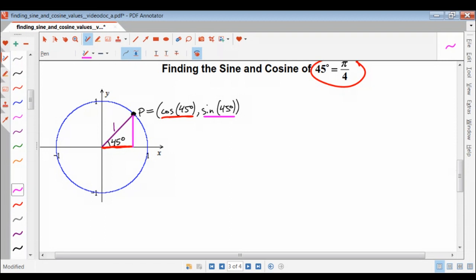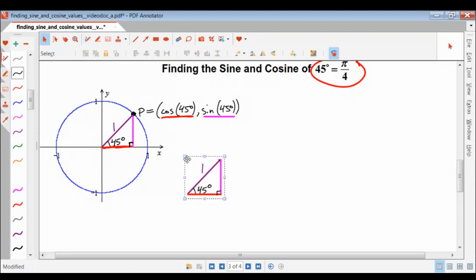All right, great. So now we have a little right triangle that we can focus on in order to find the lengths of the red and pink sticks. So as we've done before, let's ignore all the circle stuff and just focus on the little triangle. So I'll come over here and paste a copy of that triangle into our document.